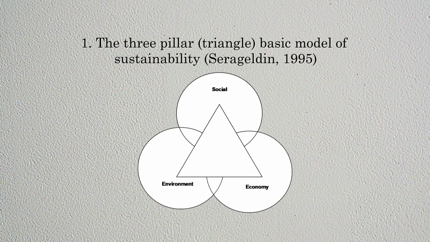The three-pillar or triangle basic model of sustainability: what does it say? When we look into the relation between nature and society, when we talk about development, you will see the development we are experiencing, its process, how it is happening, how it changes the world. You will see first two important components: nature, that is environment as resources, and the other is society, with humans.